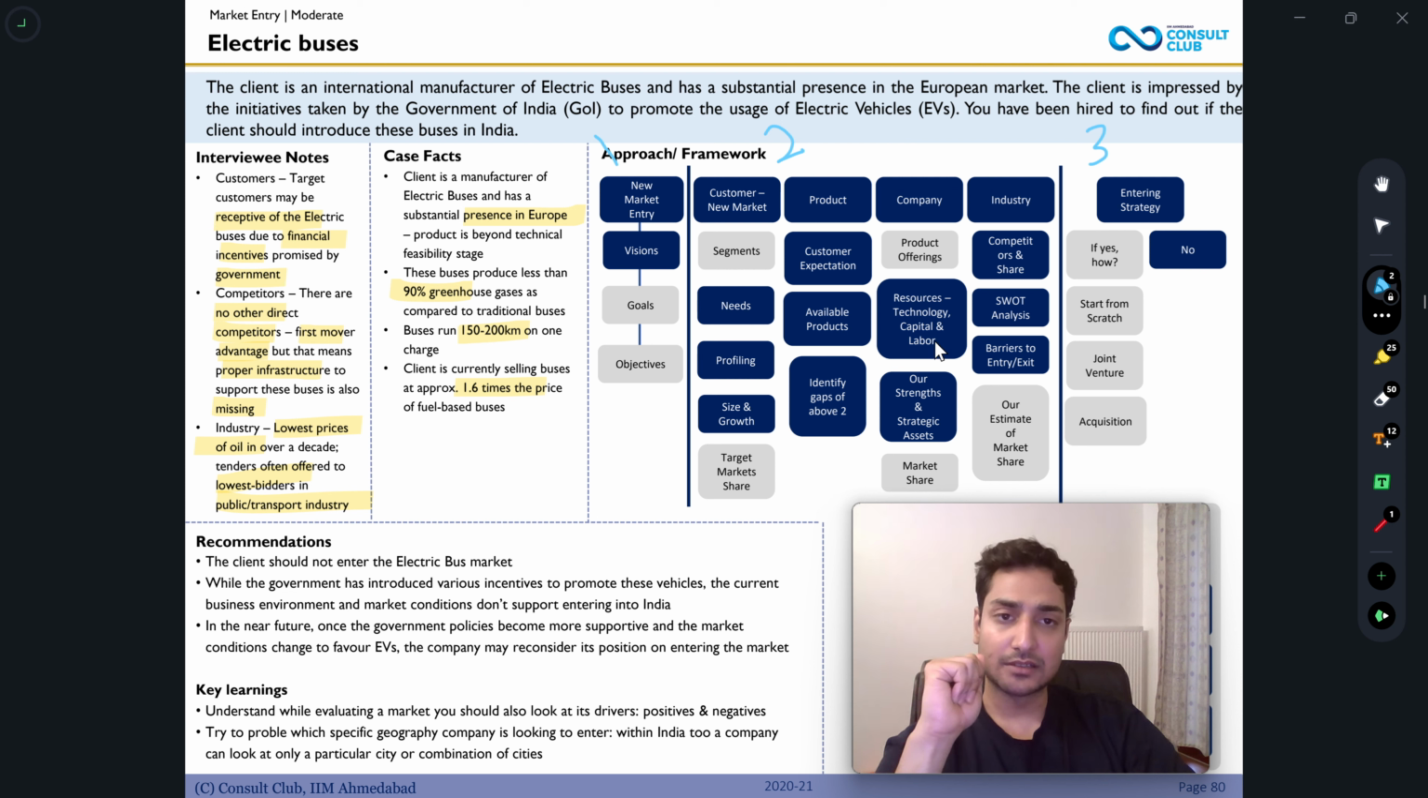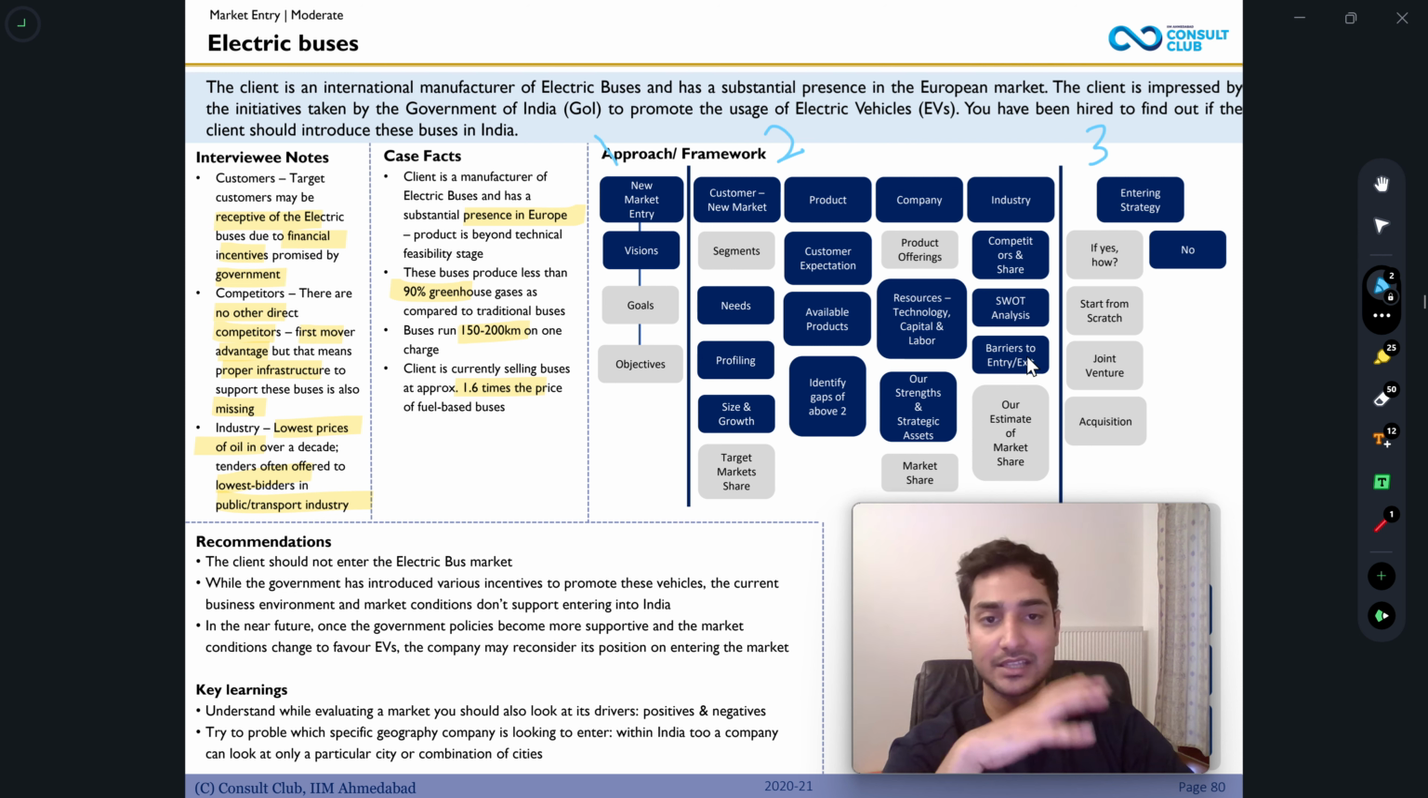In company, the candidate figured out that they have the resources, technology, capital, and labor to launch this product in Ahmedabad to begin with, and then they did a SWOT analysis to figure out their strengths and strategic assets to launch this. In industry, you see what the competitors and their share are, which was none at the moment. You also did a SWOT analysis to understand the industry as a whole. Then you understand the barriers to entry and exit, which in this case were very minimal or non-existent, since the government doesn't have any extra regulations for the new product.